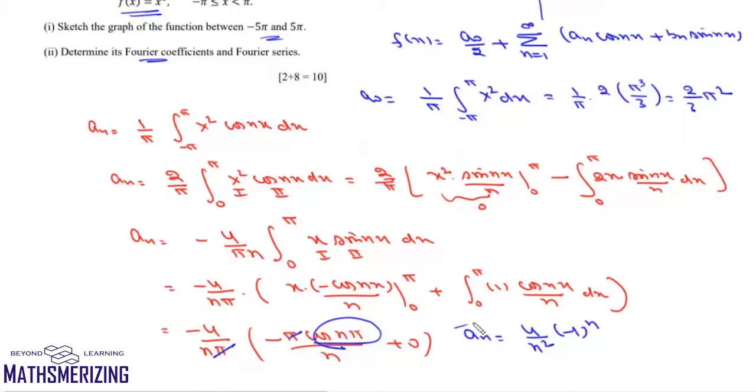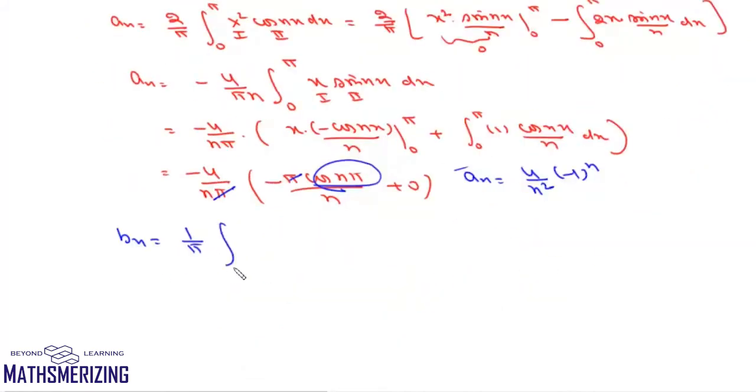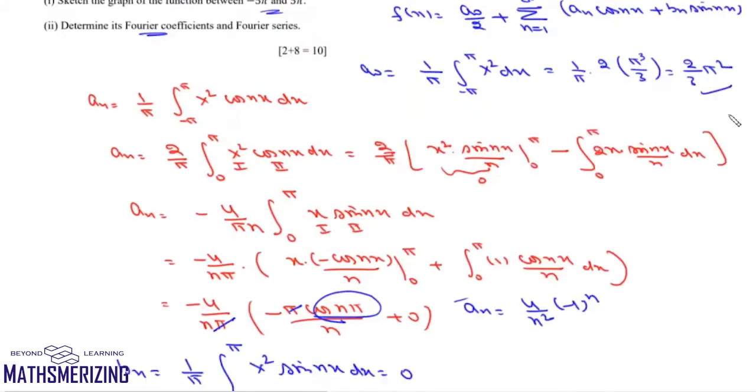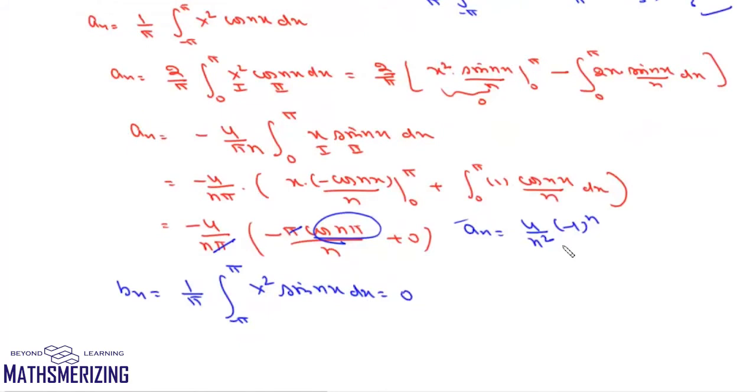And the same way we can find bn, and bn will be 1 upon pi, this integral from minus pi to plus pi x square sin nx dx. Now again we'll use integration by parts, and if we solve it, you'll get the value of bn as 0. So now we have all the three coefficients. The value of a naught is 2 by 3 pi square, the value of an is 4 upon n square minus 1 to the power n, and the value of bn is 0.